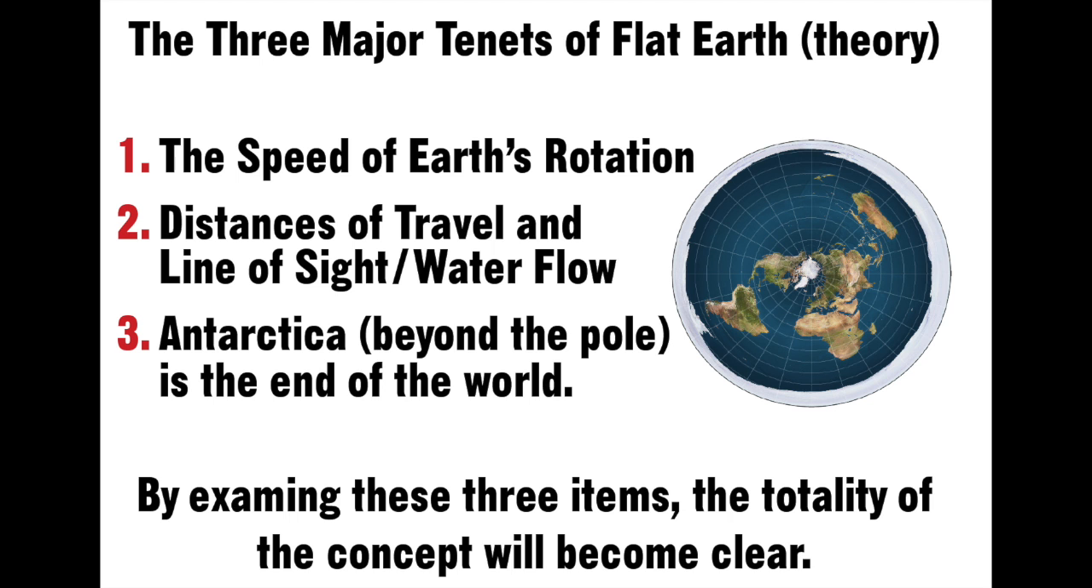Three major tenets of the flat Earth theory. First, the speed of the Earth's rotation. Second, the distances of travel and line of sight. And third, Antarctica and beyond the pole being the edges of the flat Earth. By examining these three items, we'll see the totality of the concept.